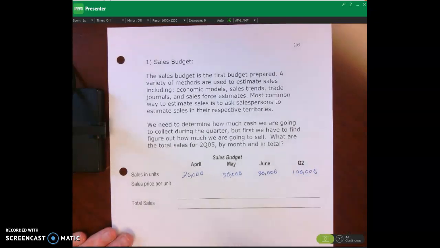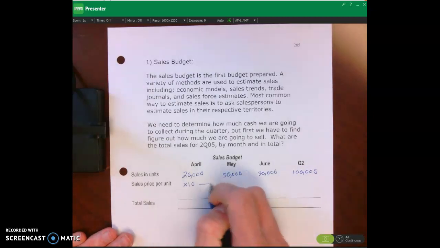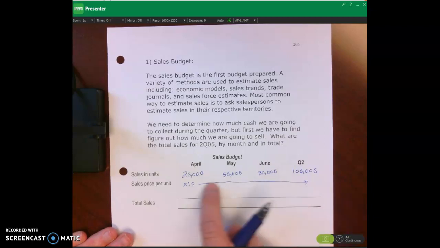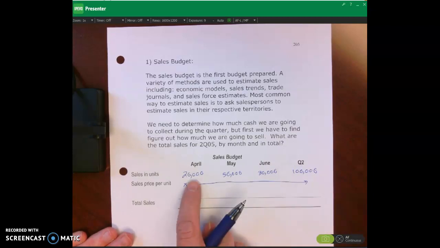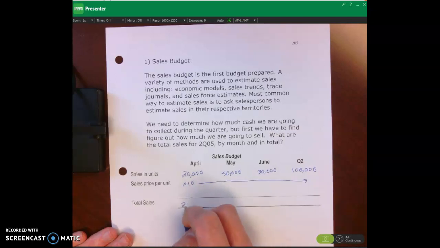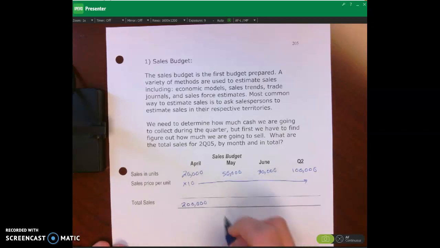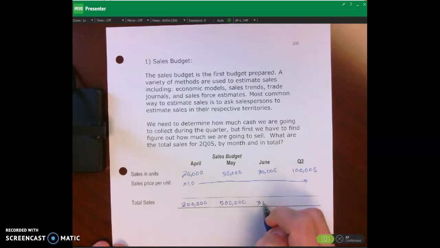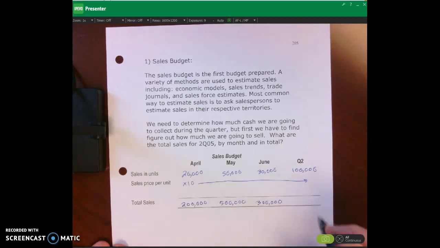And then we're told on the prior page that we sell each unit for $10. So I'm just writing 10 and saying each one is $10 right there. So I'm multiplying the number of units by the sales price to get the total amount of sales dollars. And then, of course, down here we have 1 million.